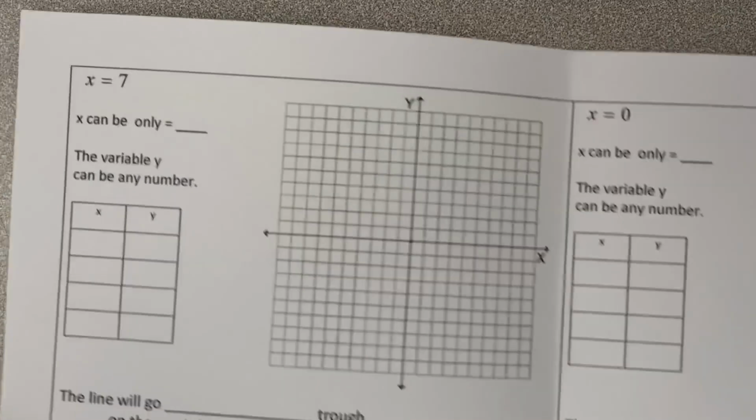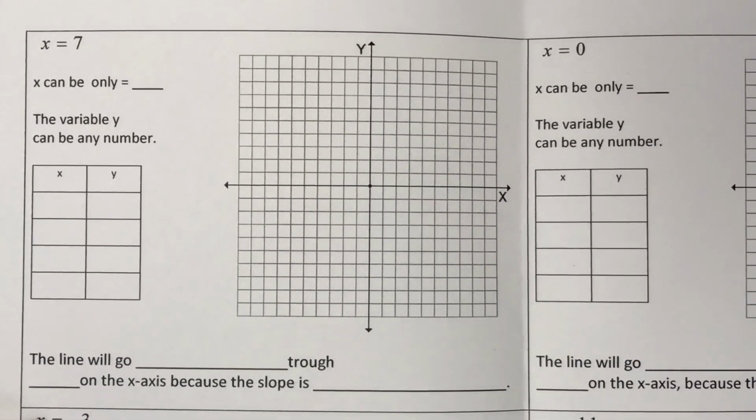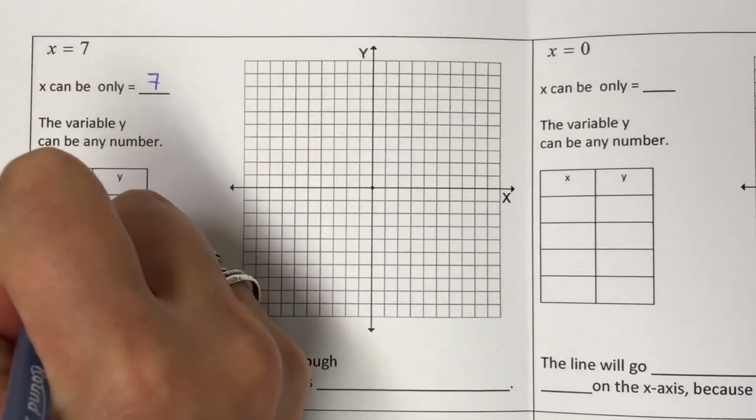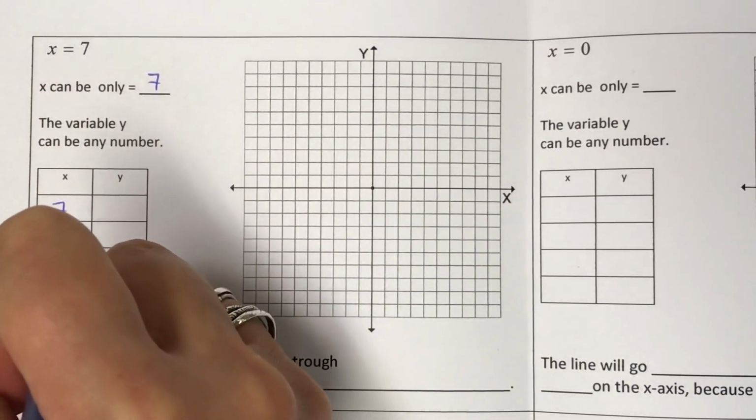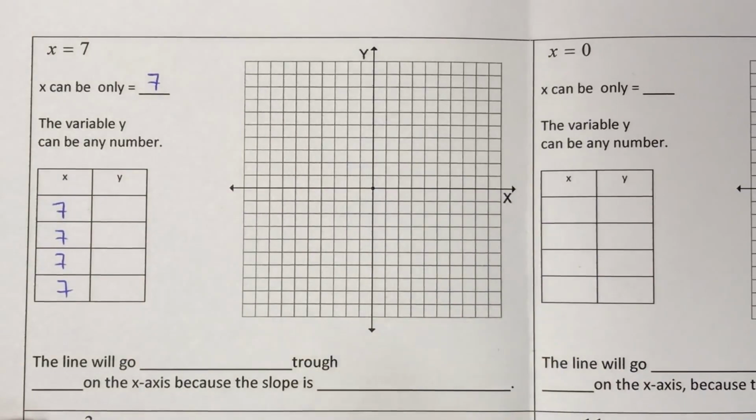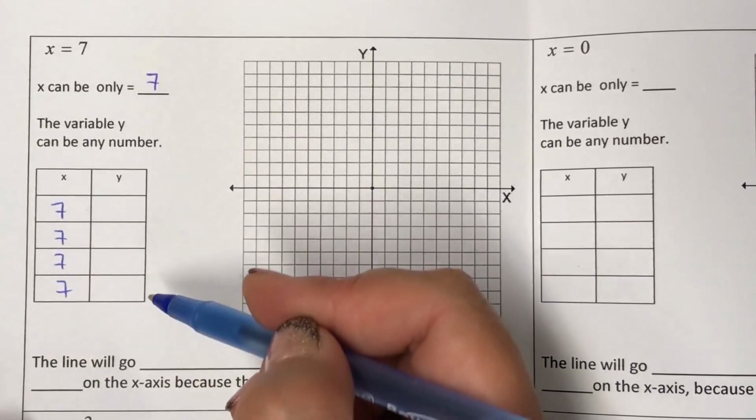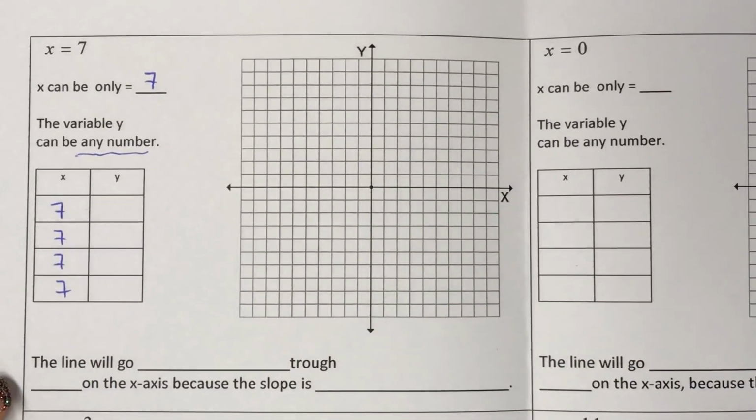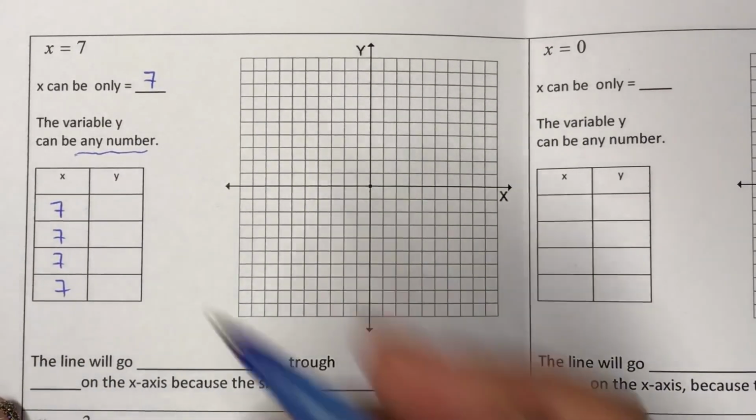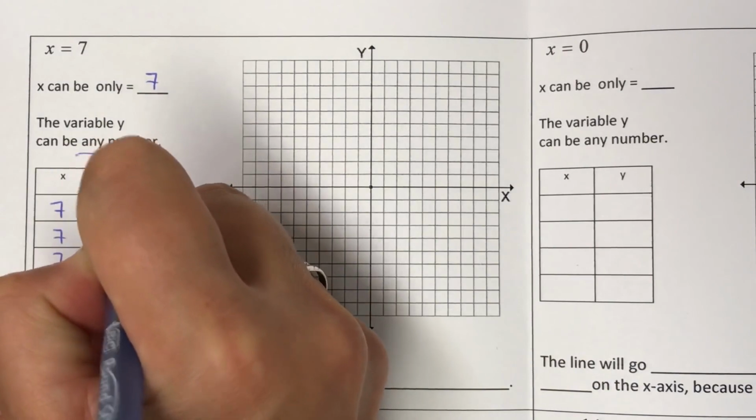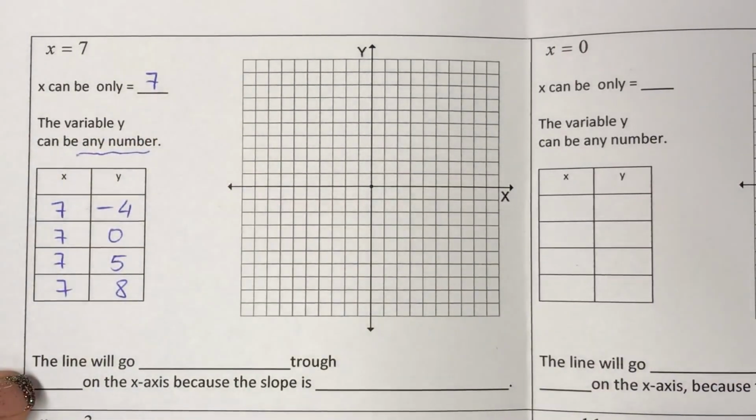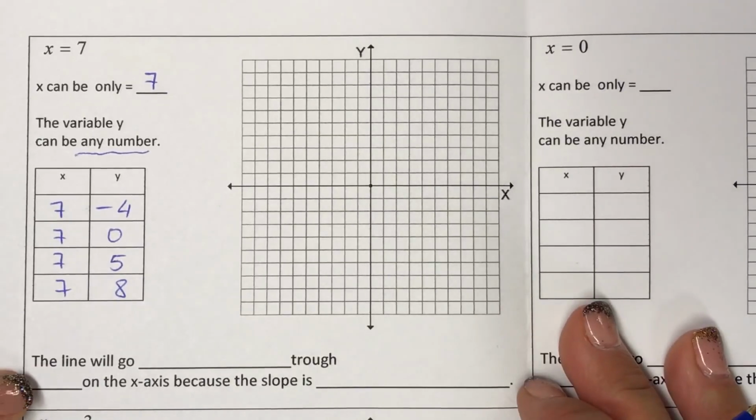Let's see another example. X equals 7. What that means is that x can be only 7. So every ordered pair that you can come up with, and how many doesn't matter. I pick 4, you can pick more. The y value can be any number that you wish. So pick some random numbers. I'll put -4, 0, 5, and 8. Then I plot the points to see how the line looks.